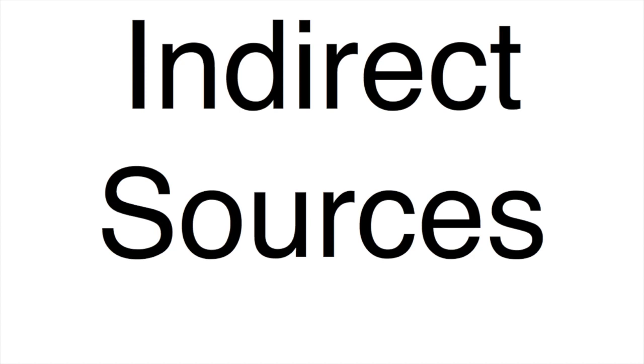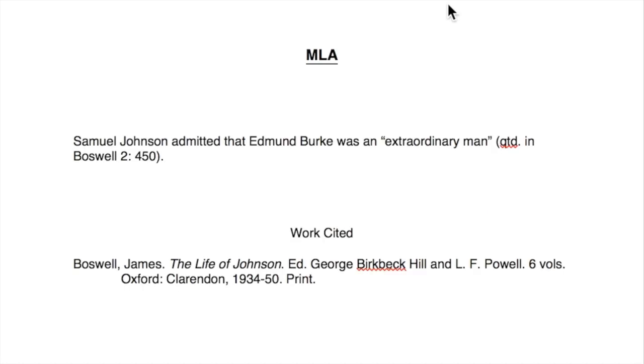That's right. We're going to show you how to cite indirect sources in MLA, APA, and Chicago. The example we'll be using comes from the MLA Handbook for Writers of Research Papers, the 7th edition. The example sentence is, Samuel Johnson admitted that Edmund Burke was an extraordinary man. As you can see, extraordinary man is a citation, but it originally comes from Samuel Johnson, not James Boswell.